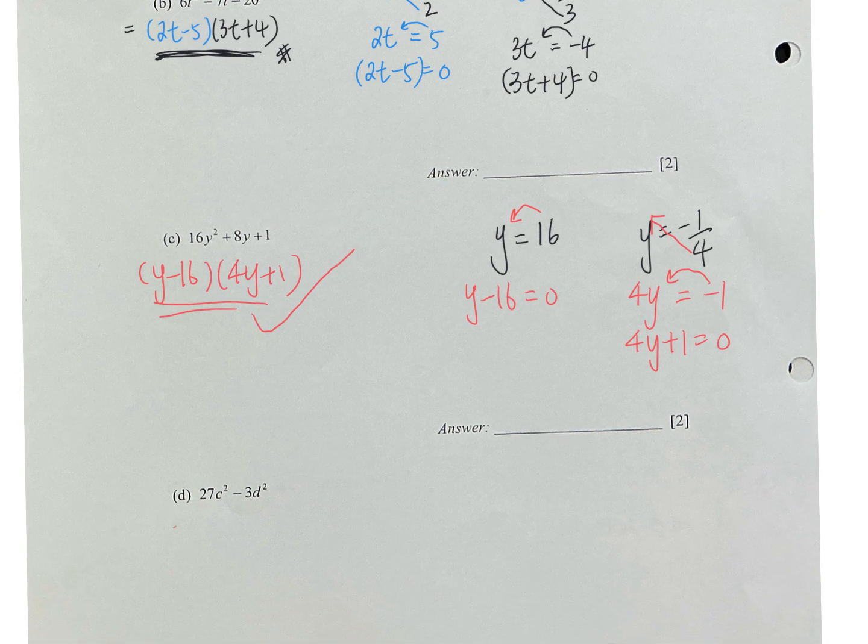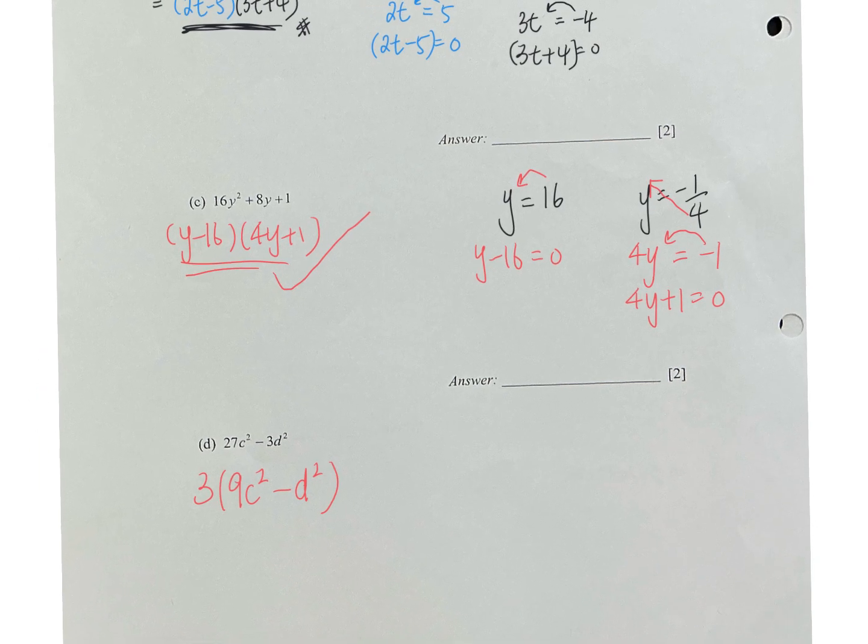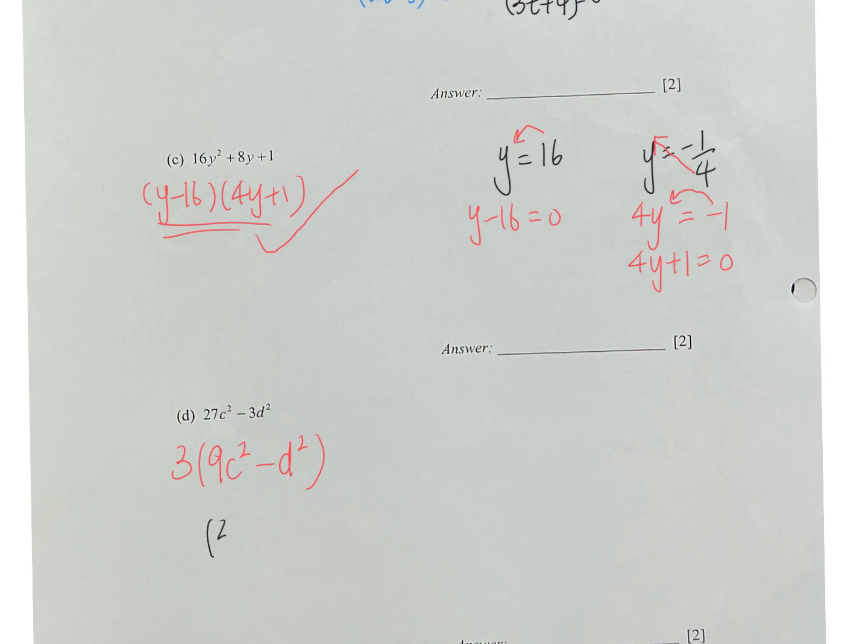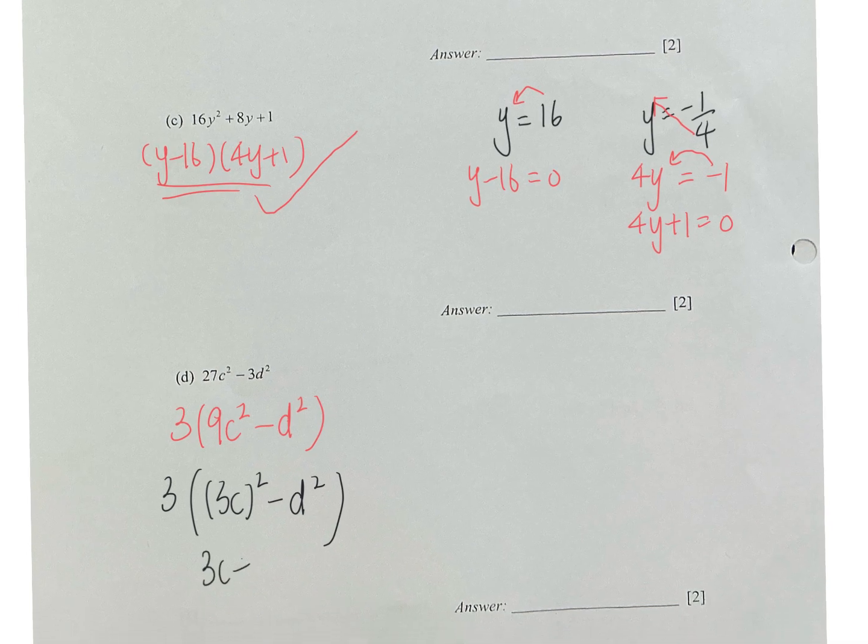Okay, this one no choice. Take out the 3 first. When there's 2 terms, you need to think about a square minus b square. So this is a square, b square. So you should get a plus b, a minus b. The 3 just keep it in front. So this is your final answer.